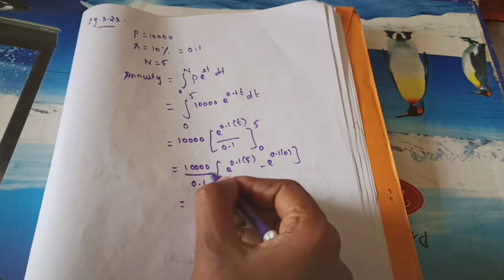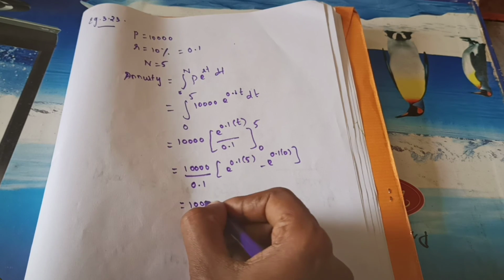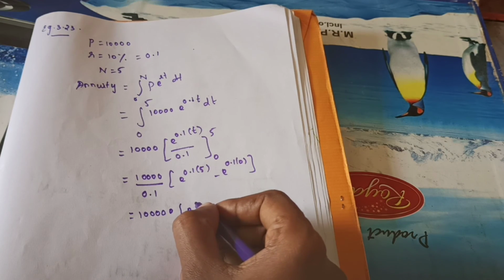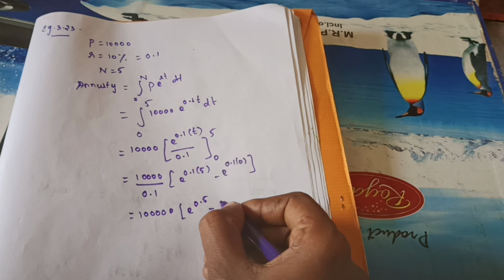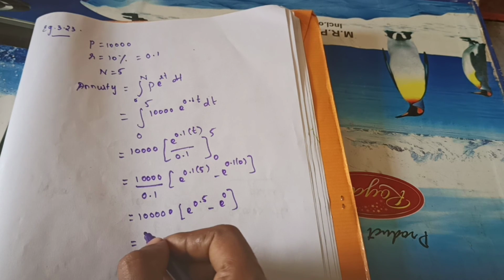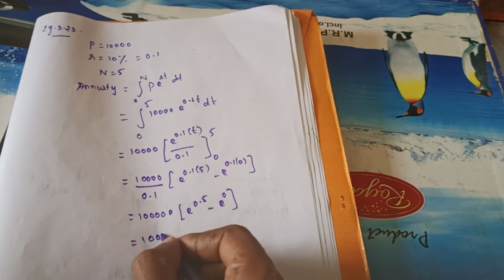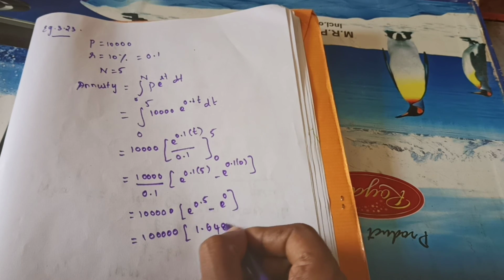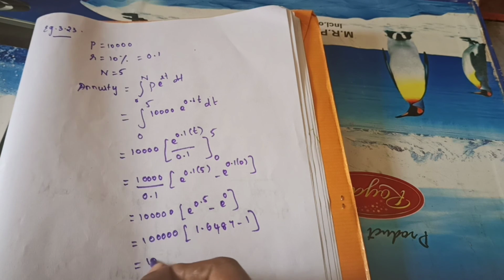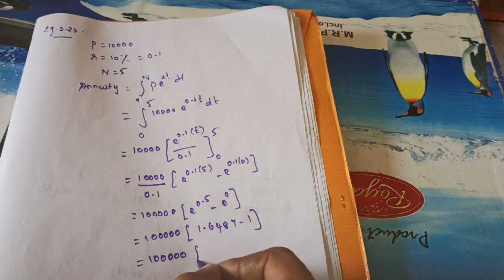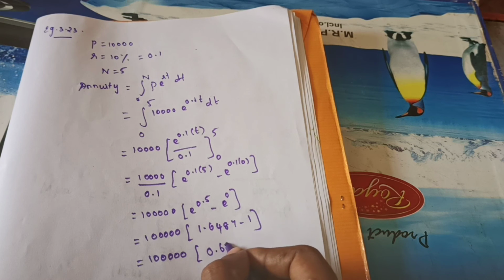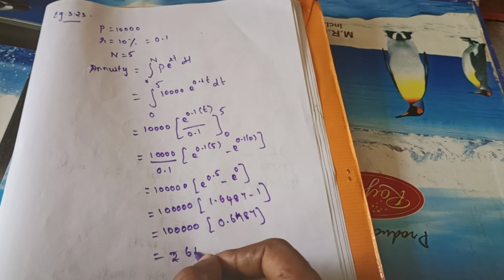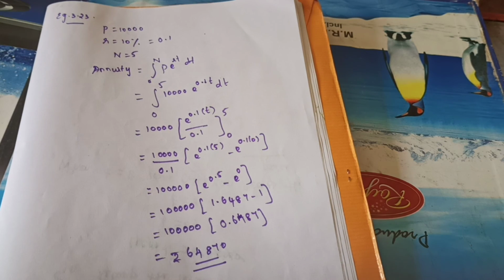So if you are multiplying with 10 in numerator and denominator, one more zero, so 1,00,000 will be there. So e power 0.5 minus e power 0. Okay. So that's equal to e power 0.5, the value is given in your question. What's the value? 1.6487 minus 1. So simplify. Subtract, 0.6487. So multiply using calculator. So 64870. So this is the annuity.